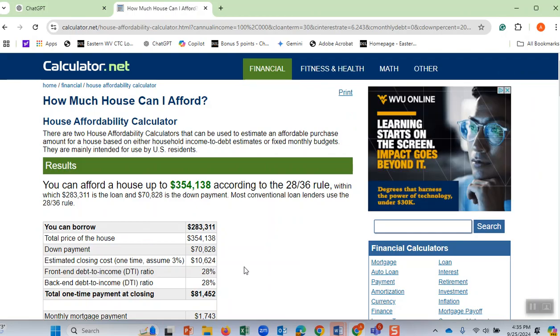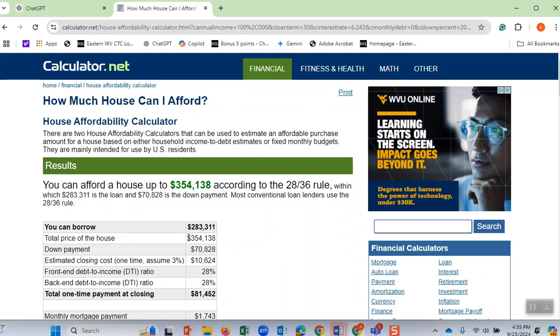What it is telling me is that based on 28/36, which is a conventional loan, with my $100,000 salary, I can borrow $354,000 of a loan. I can buy a house which is $354,000. And out of that, this is the amount of the loan I can borrow from the bank. The bank would give me this, and this is my 20% down payment that I said. Here it is. I can borrow 283.